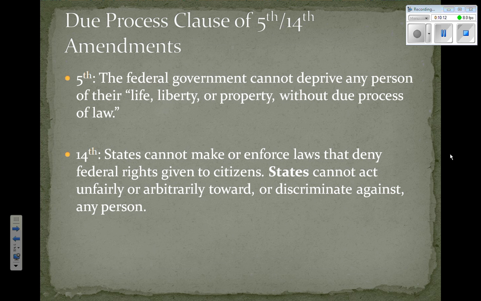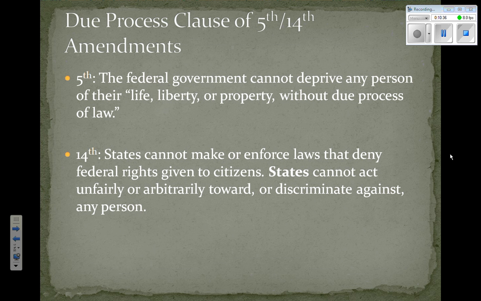Now, in the actual Fifth Amendment and the 14th Amendment, they talk about due process rights. And this is really important. Due process in the Fifth Amendment says that the federal government cannot deprive any person of their life, liberty, or property without due process of law.